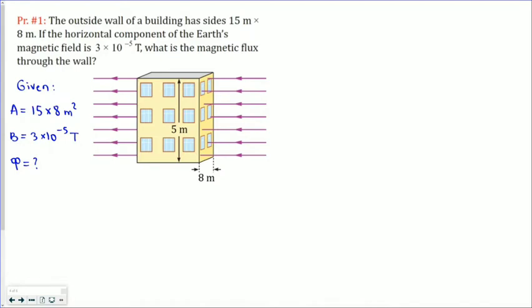Now, let's start solving the problem, and this is the equation for the magnetic flux. Here the wall is perpendicular to the magnetic field lines, and the angle between the normal of the wall and the magnetic field lines is 0, and it means cosine alpha will be 1. And this is the situation when the angle is 0 and the plane is perpendicular.